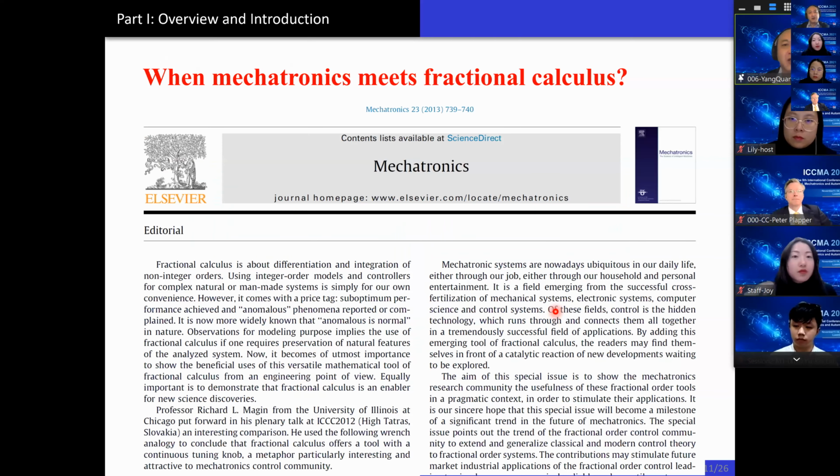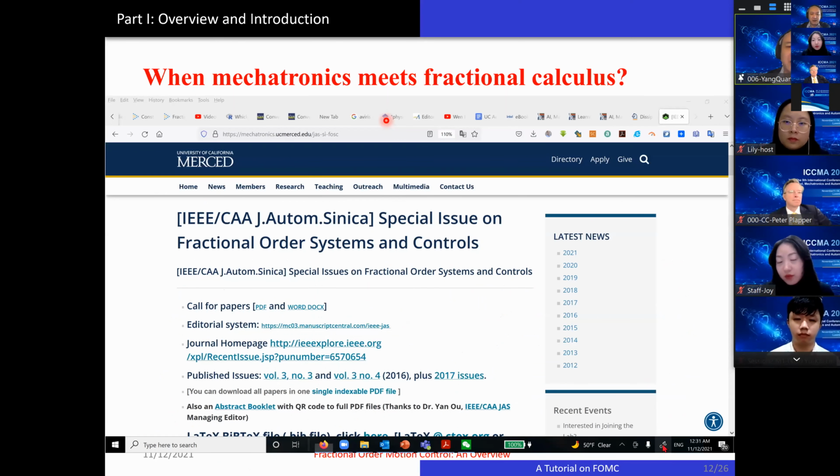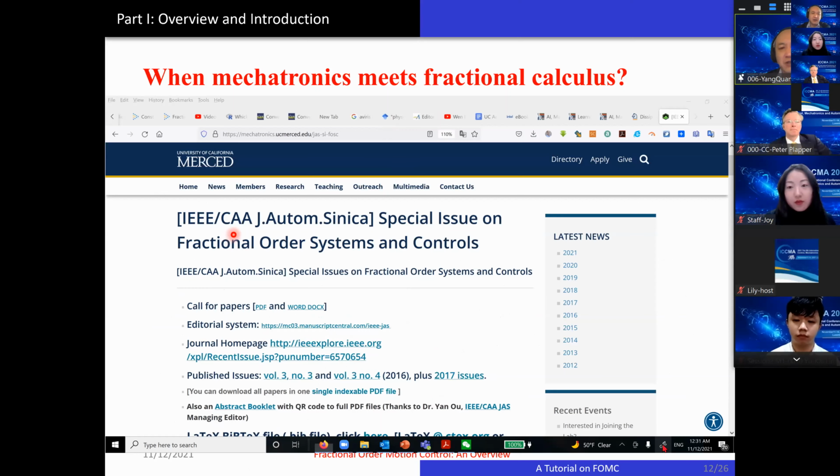Okay. So I want to remind everybody that how mechatronics combines with fractional calculus, that question was asked more than 10 years ago. In 2013, in the journal Mechatronics, we had a special issue about fractional calculus combined with mechatronics controls. You can check it out, 2013, Mechatronics journal. Later on, I also did several special issues on the journal called IEEE/CAA, Chinese Association of Automation, called JAS, Journal of Automatica Sinica. We had more than 50 papers accepted from over 100 submissions.